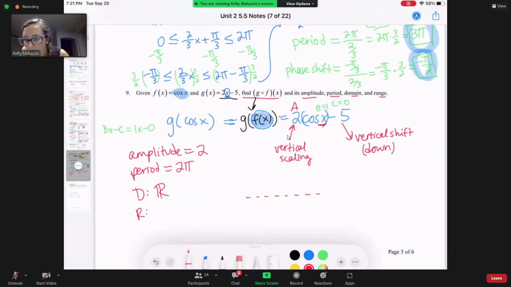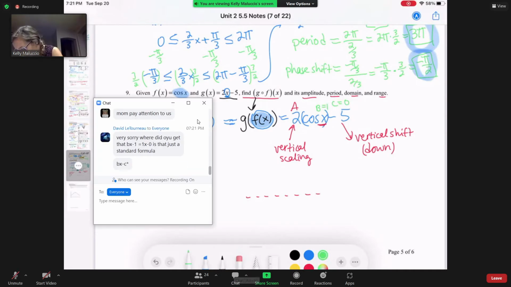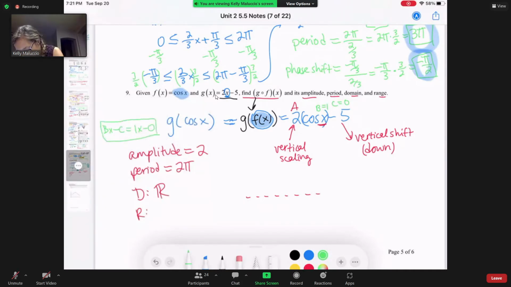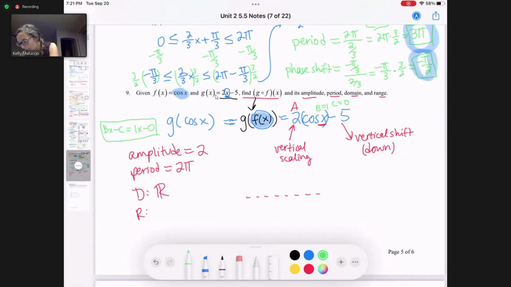Oh, sorry. Someone said, where did you get the bx minus c? Oh, okay. So this right here, the bx minus c, I got that from inside here. It's just x. So that means my b had to be 1 and my c had to be 0. Hopefully that answers that question. Neat.